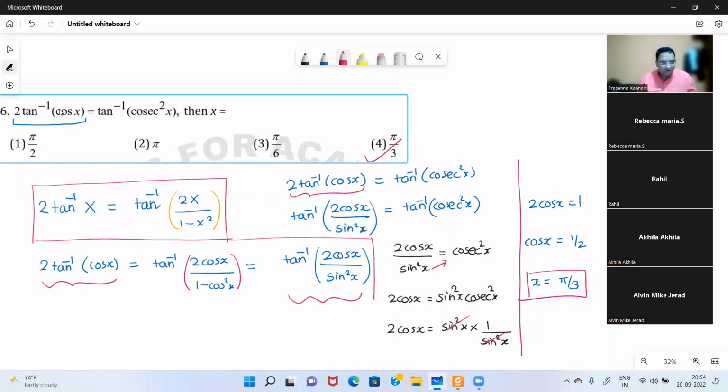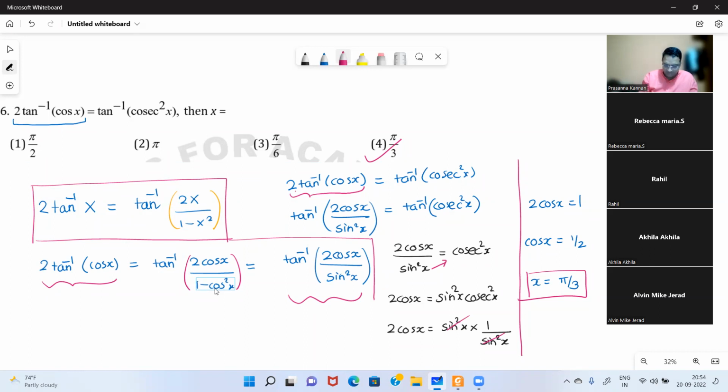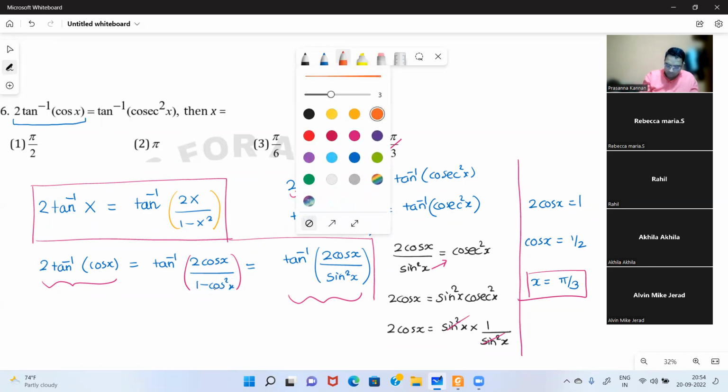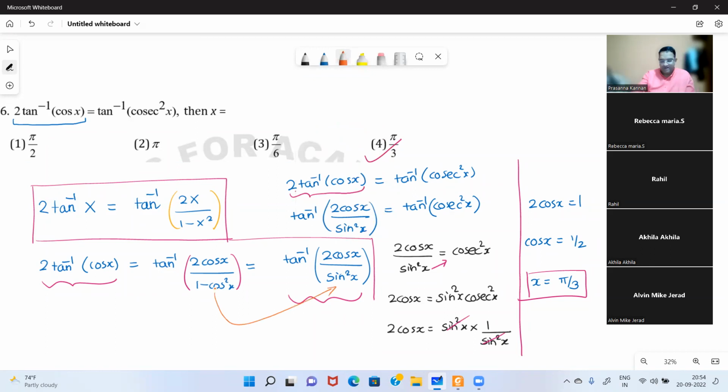So in place of x, we have cos x. So 2 tan inverse of cos x we can write by substituting cos x wherever x is there. So you will get tan inverse of 2 cos x by 1 minus cos square x. And you know sine square x plus cos square x is 1, correct? So 1 minus cos square x can therefore be written as sine square x. Therefore, it becomes tan inverse of 2 cos x by sine square x.